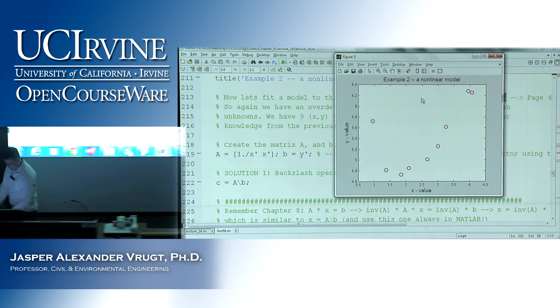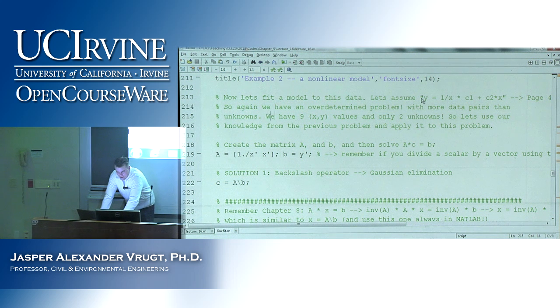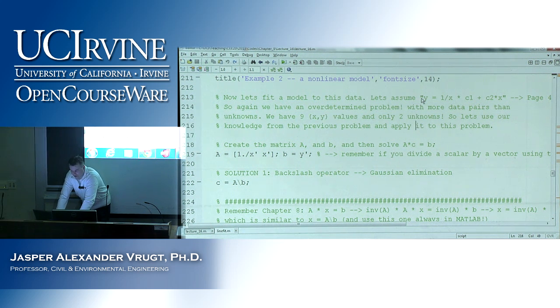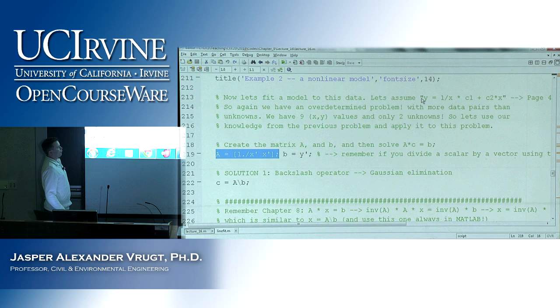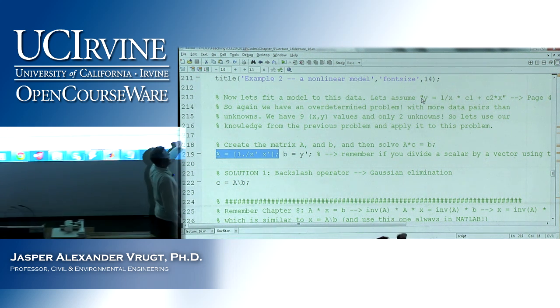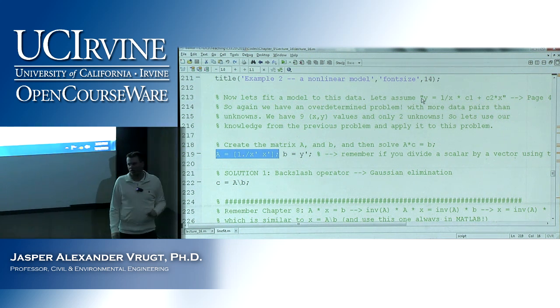So, now we can solve this problem. We have 9 combinations of x and y, and we only have 2 unknowns. So this is an overdetermined problem. Now we set up our A matrix, and we know by now that the first column must be what's in front of C1, that's 1 over x, and the second column must be what's in front of C2, that's x.